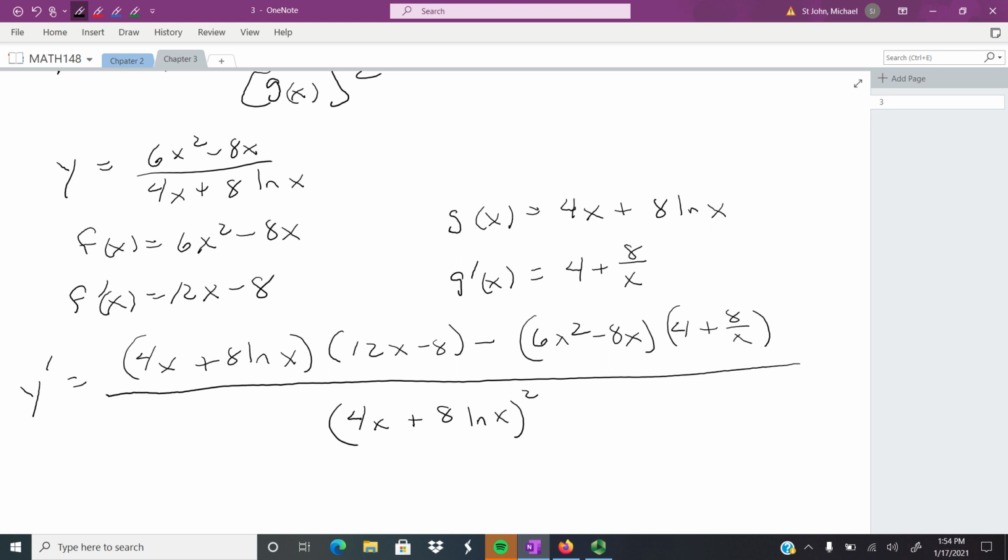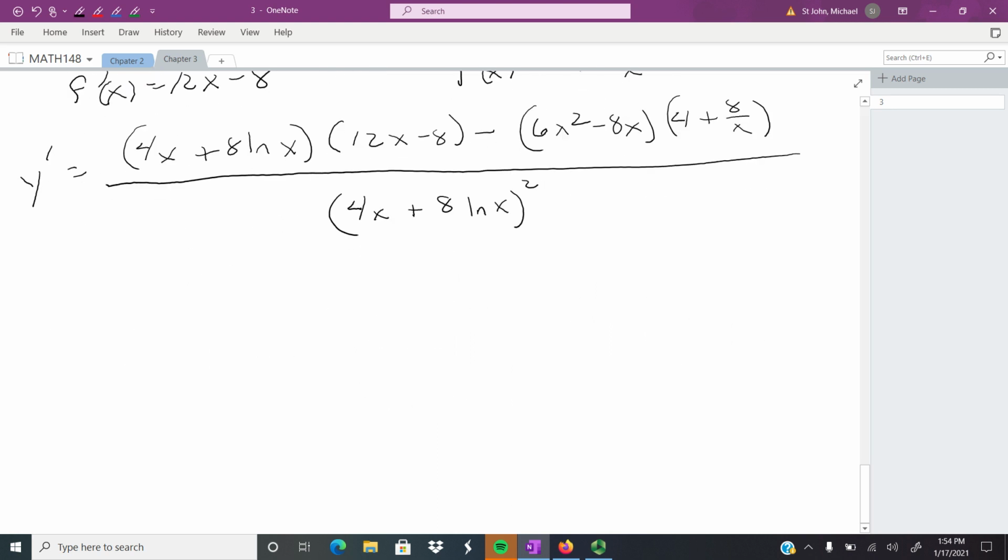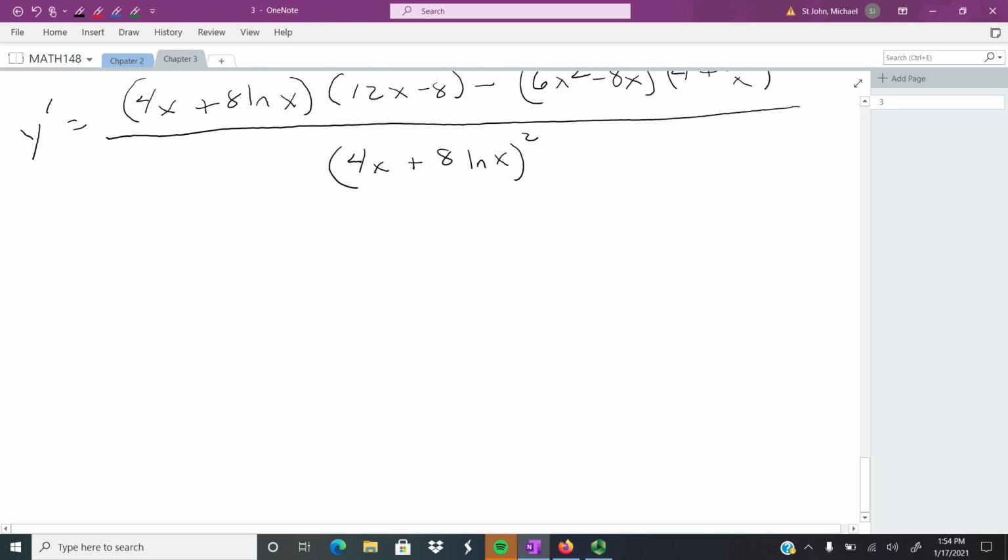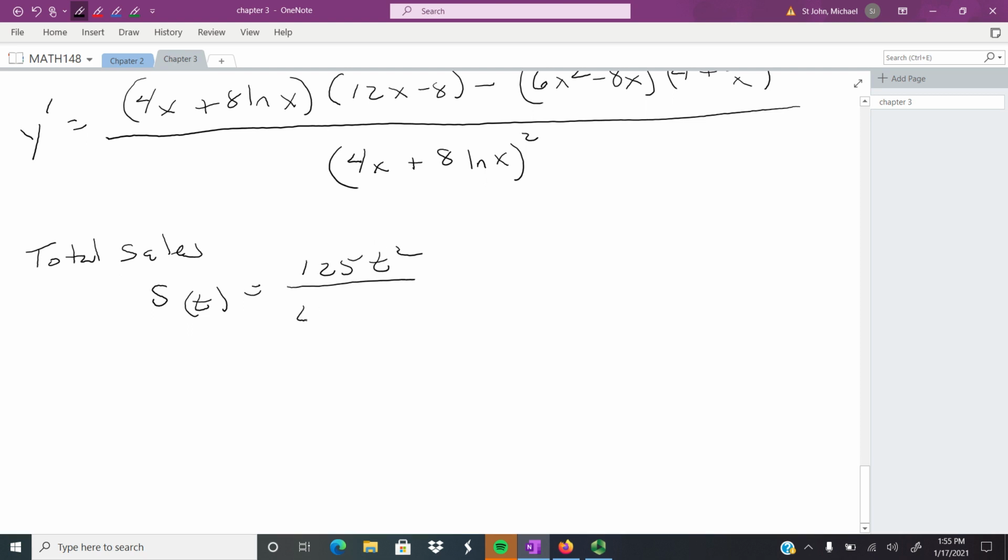All right, so let's look in terms of a business example. And so here we have our formula for total sales, S sub t equals 125 t squared over t squared plus 100. And we want to find the derivative.